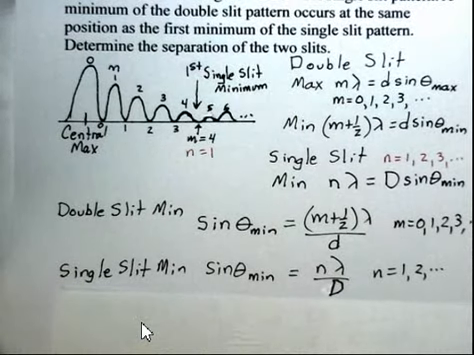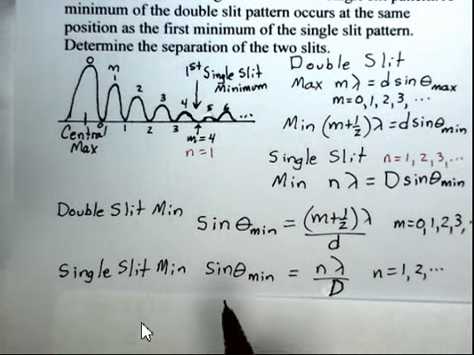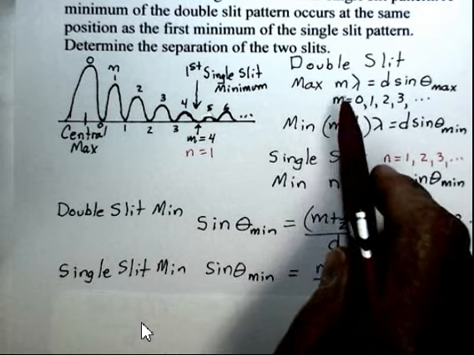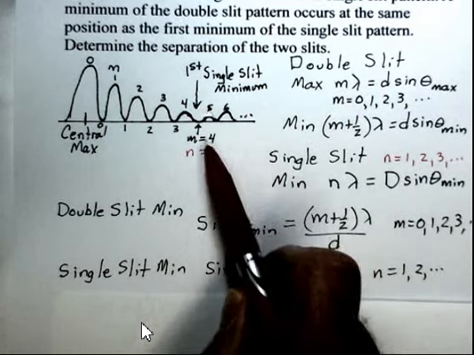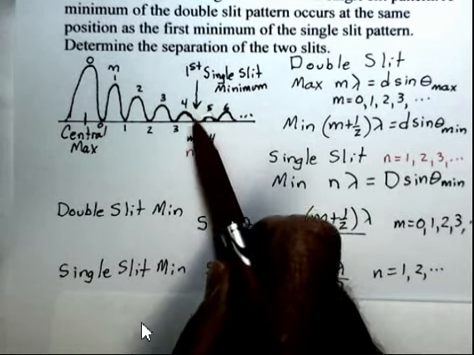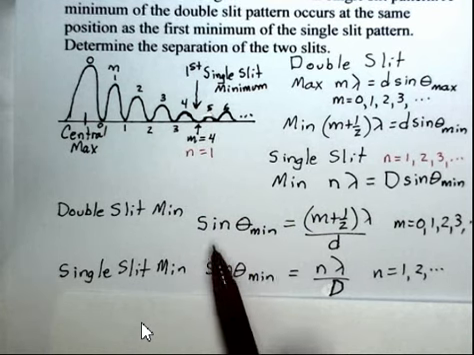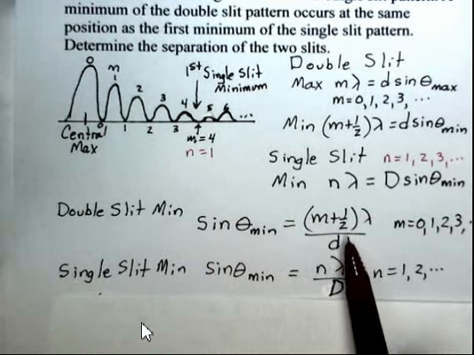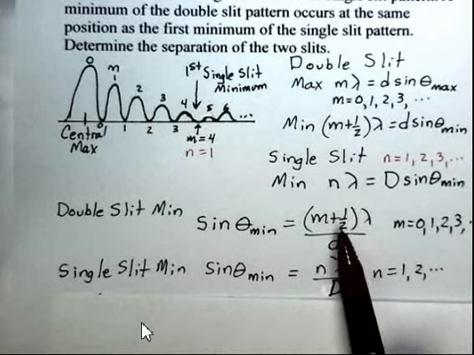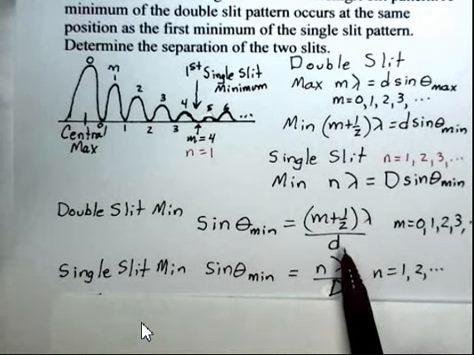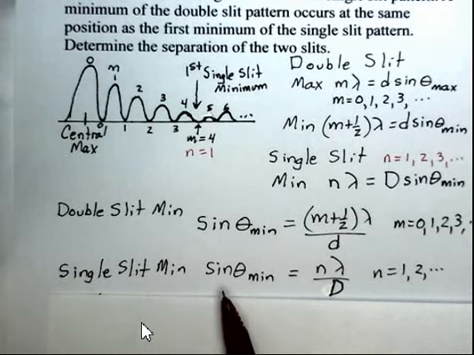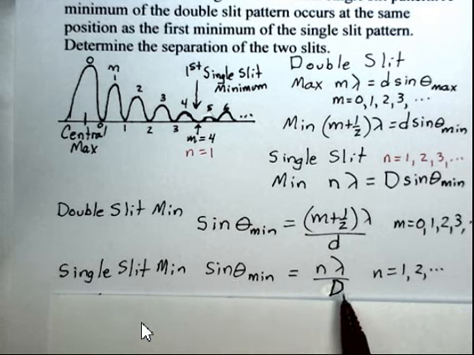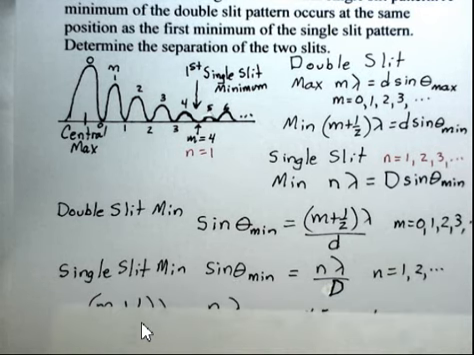So for the double slit, I use the minimum. We're not going to be using the max equation. This is a problem involving two minimums being located at the same angle. So sine of theta min for the double slit equation is n plus a half lambda over d. And for the single slit equation, sine of theta minimum is n lambda over D. And there I chose to write in the n's.